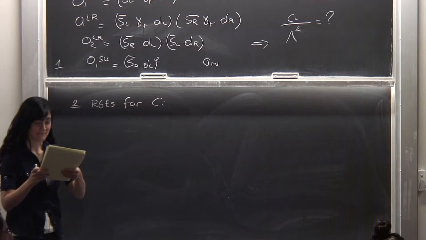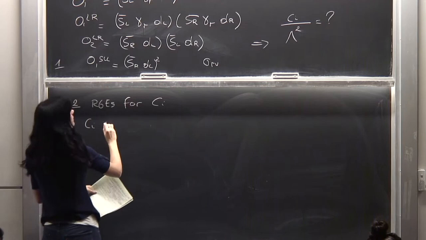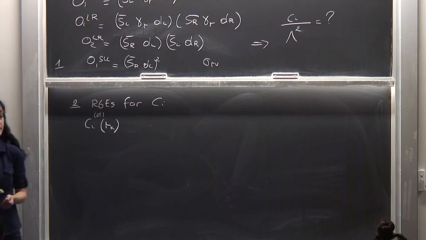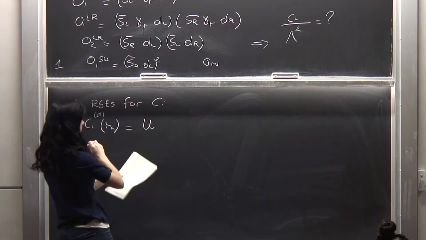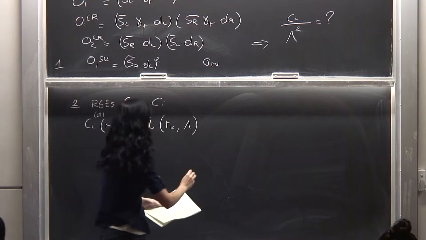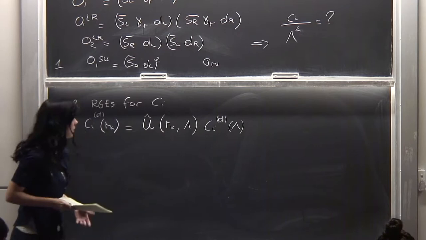So what I will write down is C_i of mu. This will be the scale associated to kaon physics, say 2 GeV. This will be equal to some matrix responsible for this RGE running. We called it U, between mu_K and the scale Lambda, of my initial Wilson coefficients. So those guys there. So this is my evolution matrix.